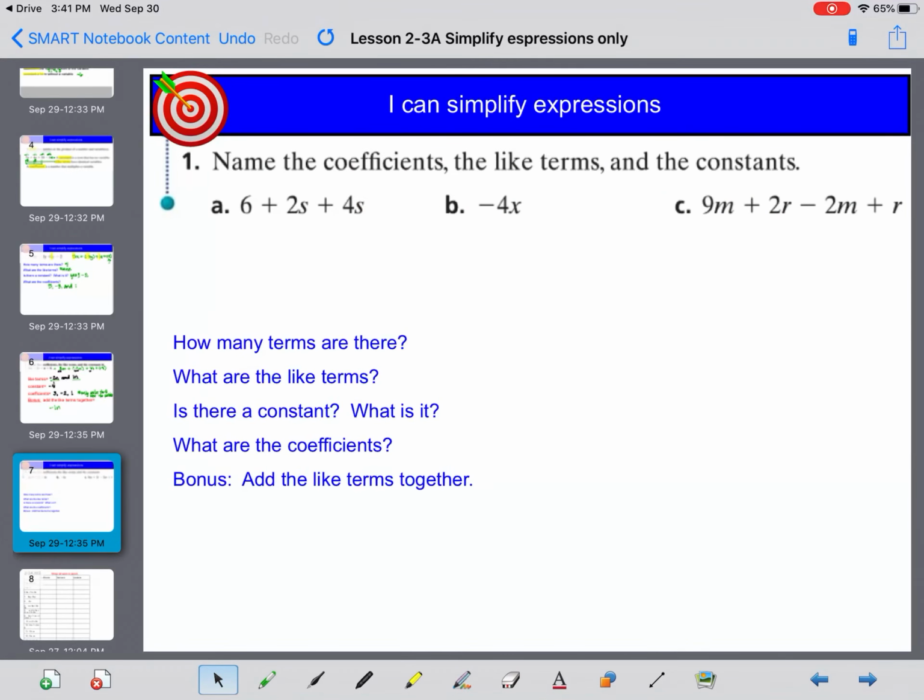Let's try one more. Try naming the coefficients, the like terms, and the constants of these three problems. Pause the video, give it a try, and come on back.